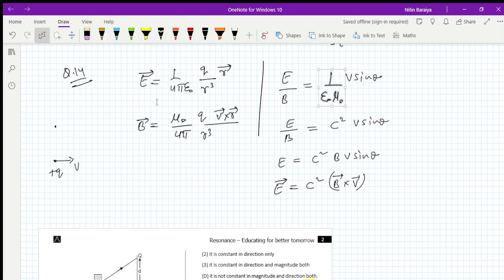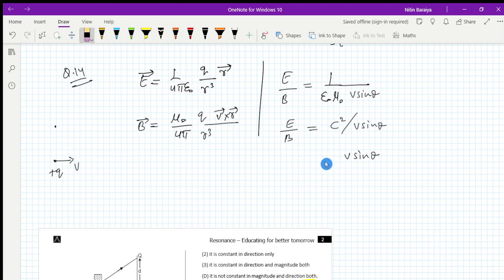We are doing E by B, so we are getting 1 upon mu naught epsilon naught, right? And what is 1 upon mu naught epsilon naught? I think yes, v sine theta will not be in the numerator. That is our mistake. This v sine theta will be in the denominator. Yes, so this v sine theta will be in the denominator here also. That is a mistake here.